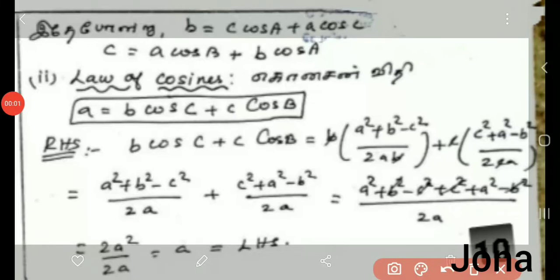Likewise, we can prove b equal to c cos A plus a cos C and c equal to a cos B plus b cos A.